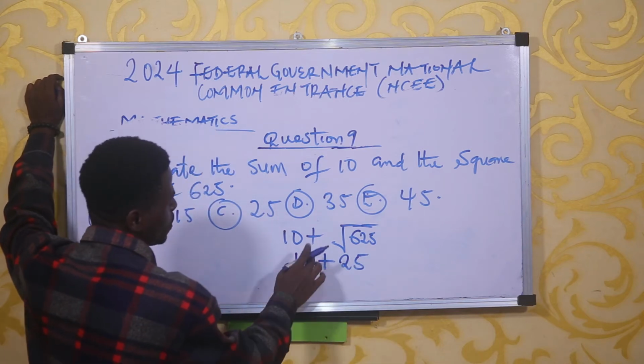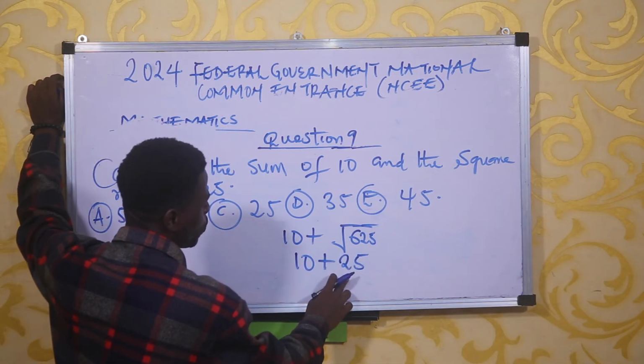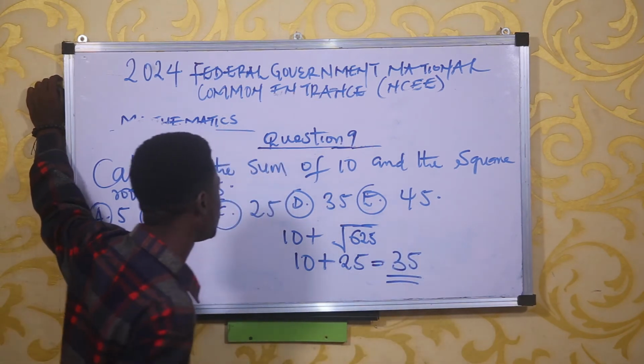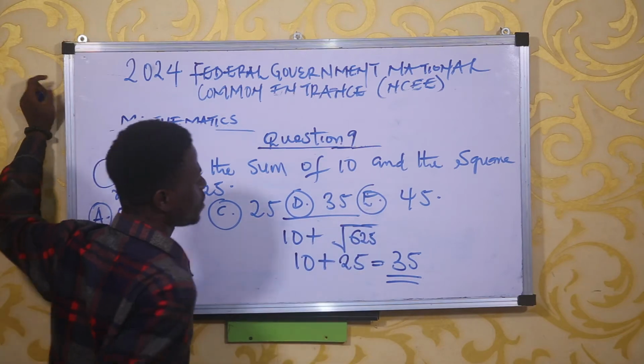So let's go. 10 plus 25 will give us 35. So our answer is 35, which is option D. Thank you very much.